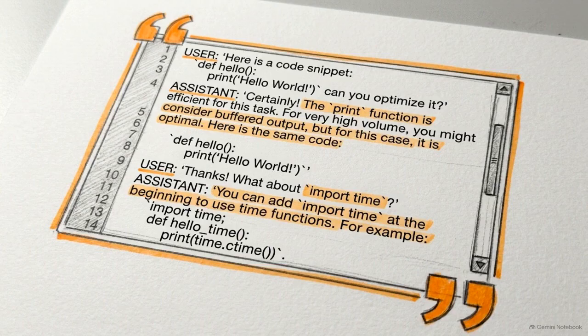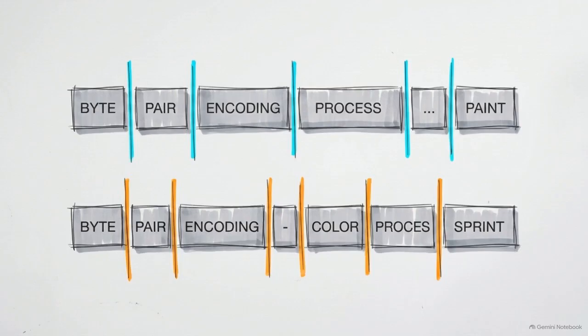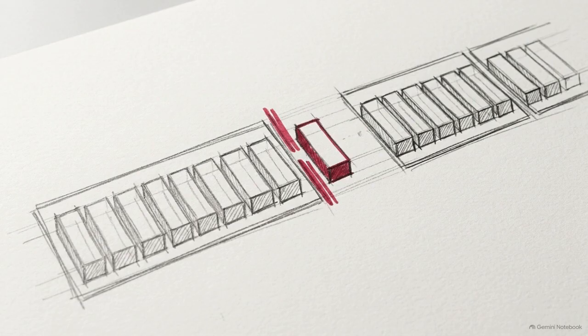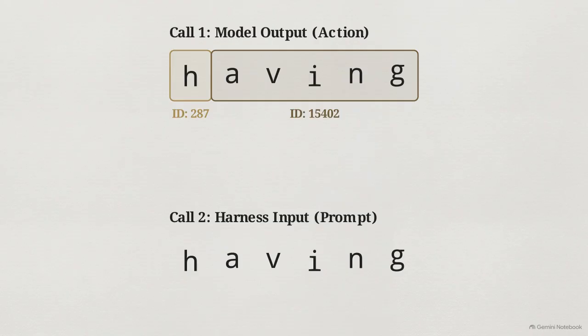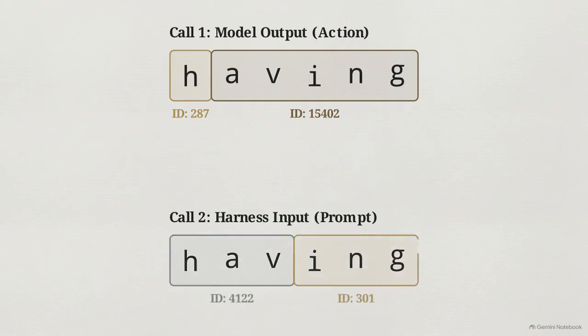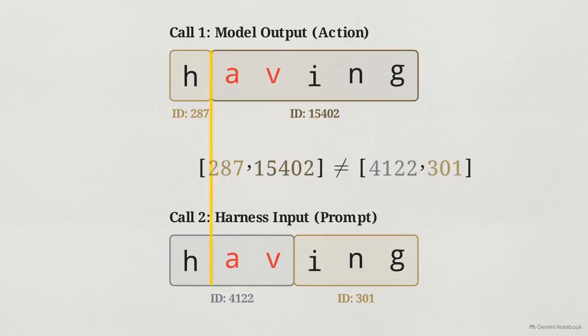The first mathematical break occurs during serialization. Agent harnesses convert previous conversational turns back into plain text strings to be transmitted over the API. The problem lies in byte pair encoding. Subword tokenizers merge text based on greedy longest match rules. When the harness sends that text back, words sitting at turn boundaries frequently get sliced into different token IDs. This diagram shows a common boundary shift. In call 1, the model generates the word "having" as an "H" and an "aving", but when retokenized for the next call, the tokenizer splits it into "have" and "ing".